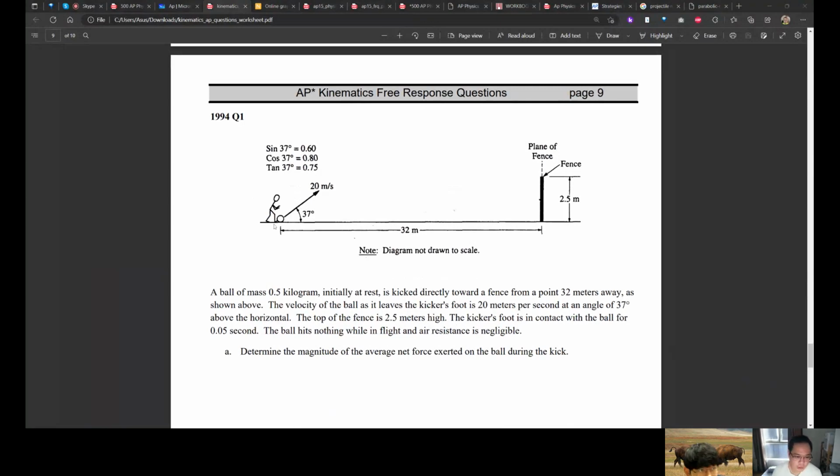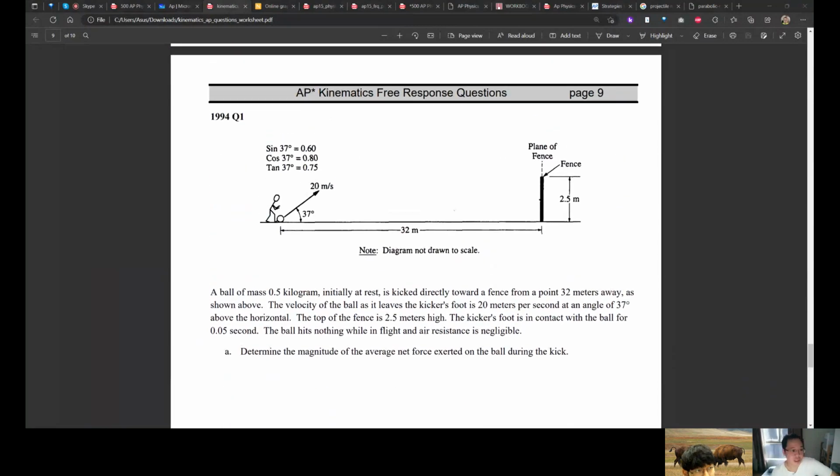Like shooting a ball, huh? Yes. 0.5 kilograms initially at rest, kicked directly toward the fence from a point 32 meters away. As shown above, the ball leaves the kicker's foot at 20 meters per second at an angle of 37 degrees to the horizontal. The top of the fence is 2.5 meters high, and the kicker's foot is in contact with the ball for 0.05 second. The ball hits nothing while in flight, and the air resistance is negligible. Determine the magnitude of the average net force exerted on the ball during the kick.